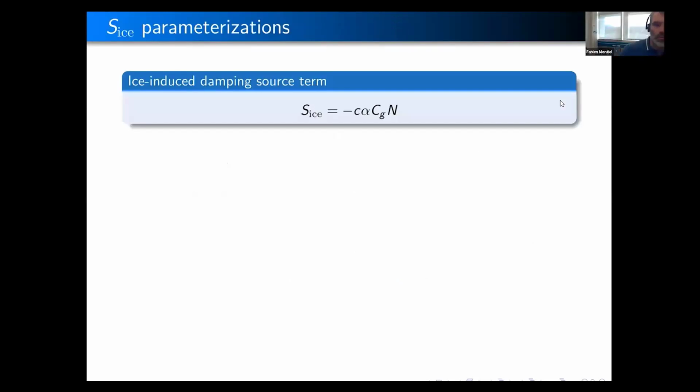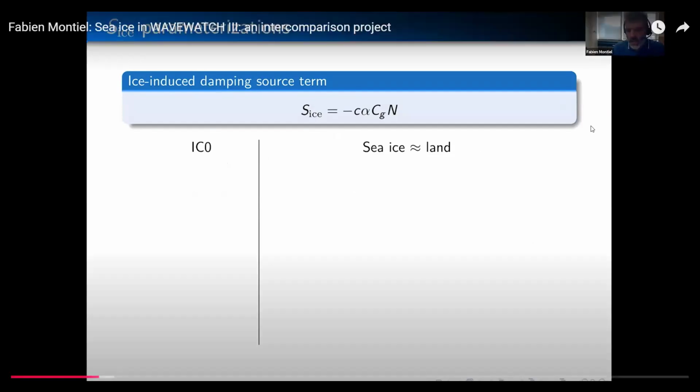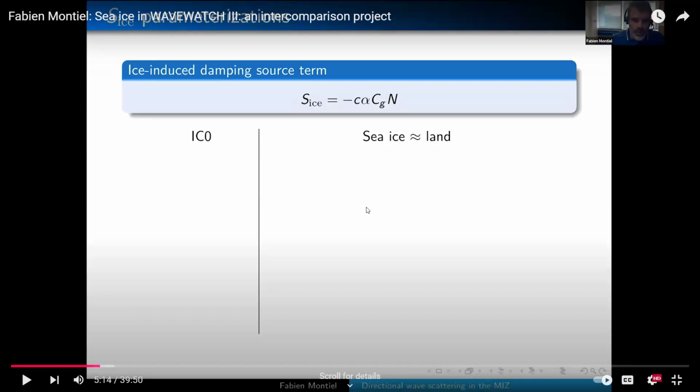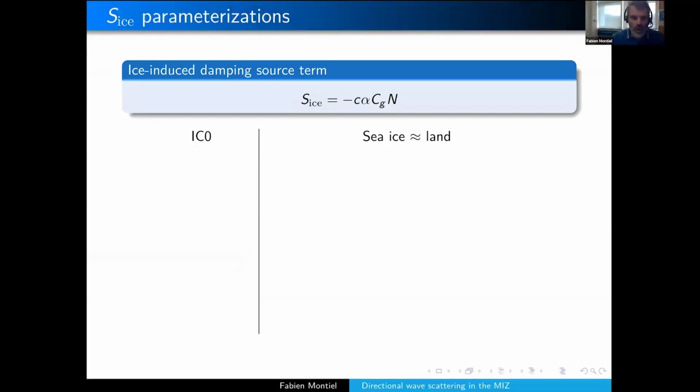So let me just give you a brief breakdown of all these different parameterizations that exist here. These will be listed in more or less chronological order in the way they came into the model. So the first one that was there was basically to treat sea ice as land, approximately. There's kind of a buffer region depending on ice concentration, but basically it should be ice as land. And that was in the first release of WaveWatch, where they didn't really want to deal with the ice.